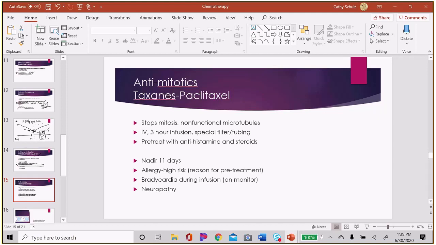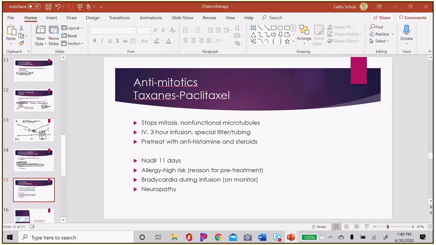And then our last class of chemotherapy medications before we talk about hormone medicines are the anti-mitotics. So mitosis means division of cells, of somatic cells, regular body cells. If it's anti-mitosis, then it's stopping division of cells. So our taxane that we're talking about that is an anti-mitotic is paclitaxel.